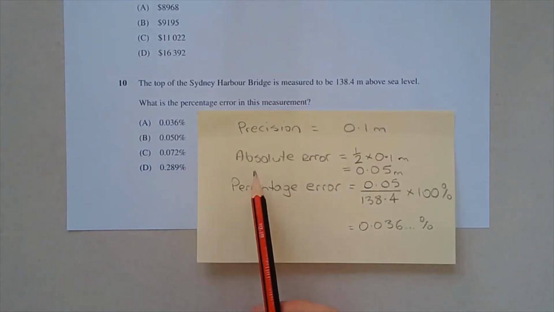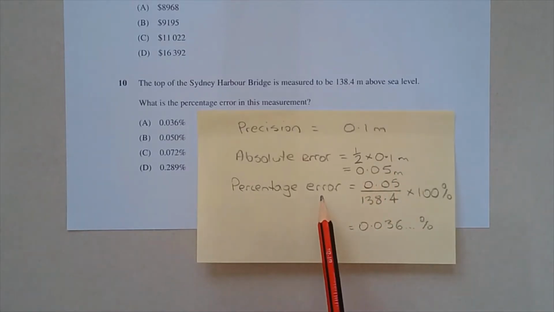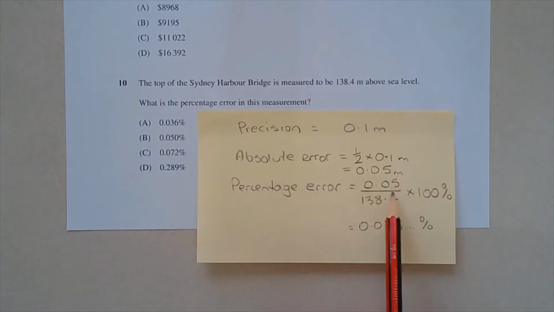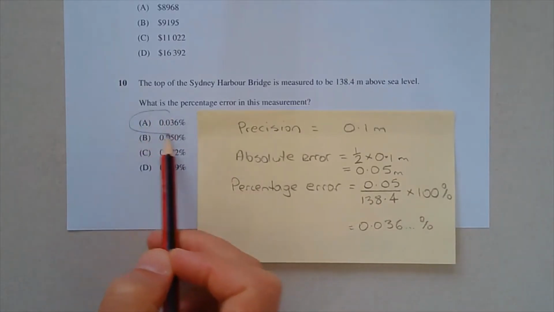The next thing we need to work out is the absolute error, and that is half times the precision, or half times 0.1 metres, which is 0.05 metres. And finally, the percentage error is worked out by taking the absolute error, dividing it by the measurement itself, which is 138.4 metres, multiplying it by 100, and the result is 0.036%. So answer is A.